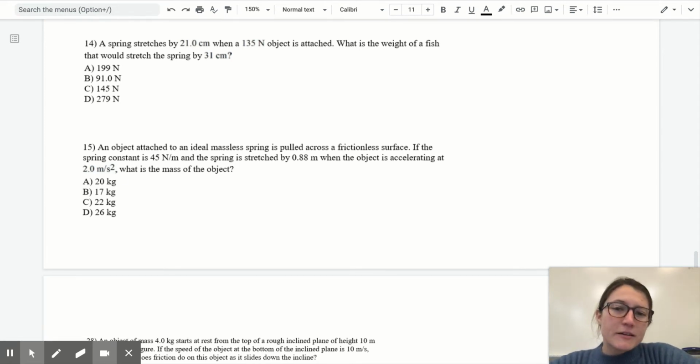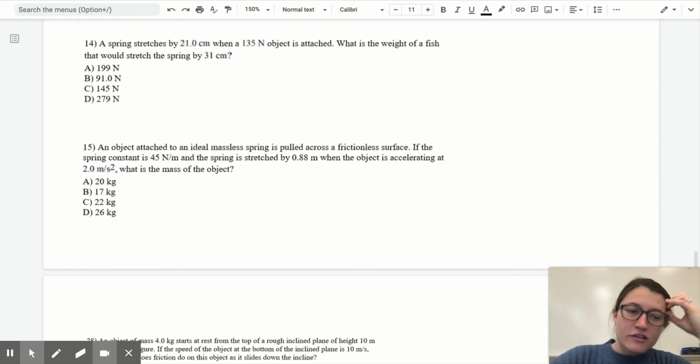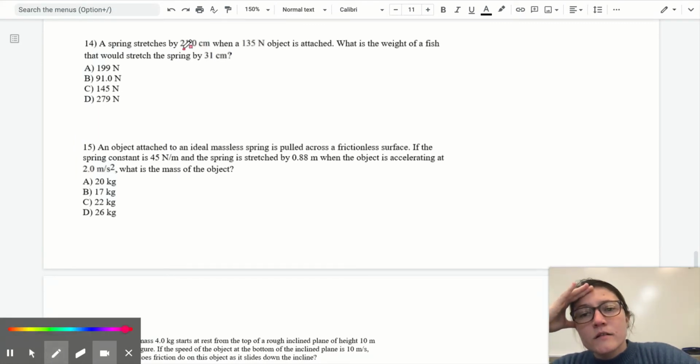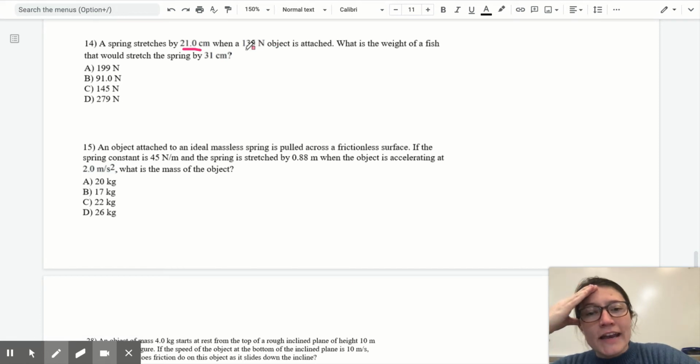So 14 is a special application of basically conservation of energy. It involves picturing the situation and taking into consideration what you already know about forces. Okay, so 14 was meant to be a little bit of a challenge, and we're going to talk about it right now. So in 14, we have a spring that stretches by 21 centimeters when a 135 Newton object is attached to the spring.